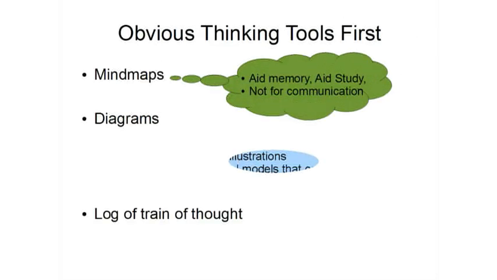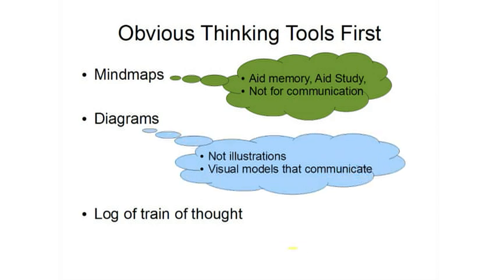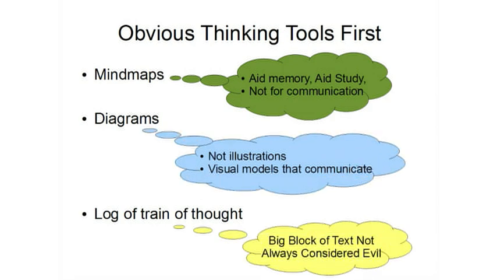And this is the slide that I thought I would start with. Obvious thinking tools first. Mind maps are great. I use them all the time. I use them as a memory aid, as a thinking tool, as a study aid, as an organizational outline tool. But they are terrible as a communication tool because they are so personal and they summarize at a high level. A good diagram is a great, concise representation of your thought model that stands alone and communicates your model.